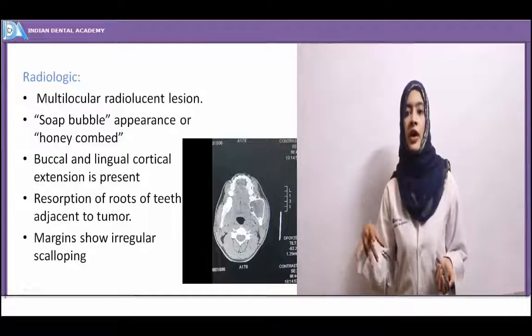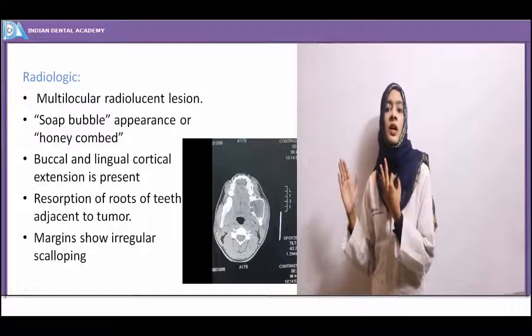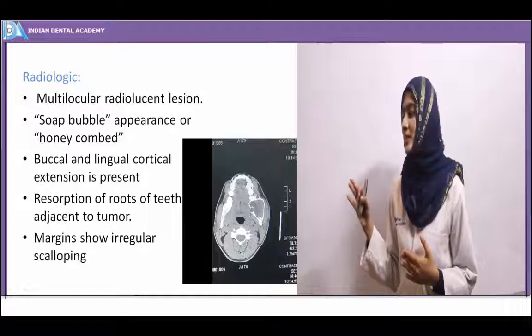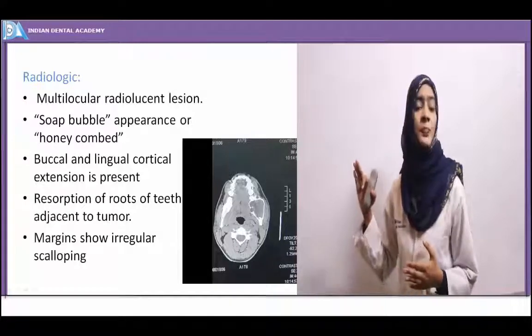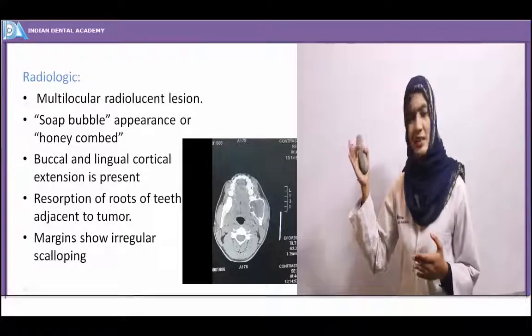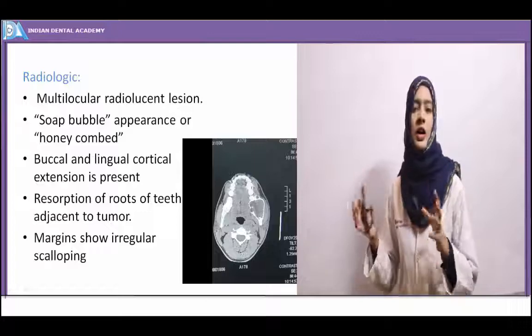a unilocular radiolucent lesion. If we see the CT scan of this person, on the left side it is just showing a unilocular radiolucent lesion with some marginal scalloping of the alveolar bone, giving the appearance of a honeycomb pattern.